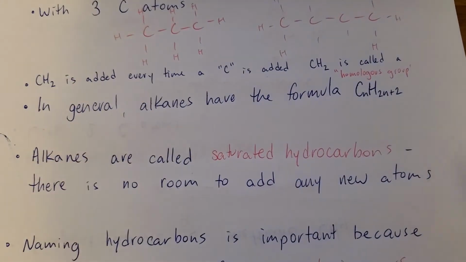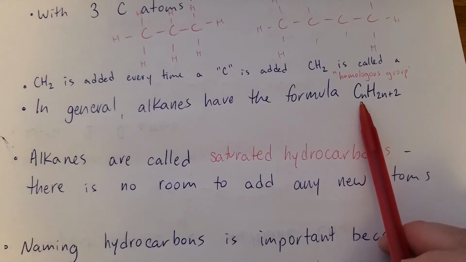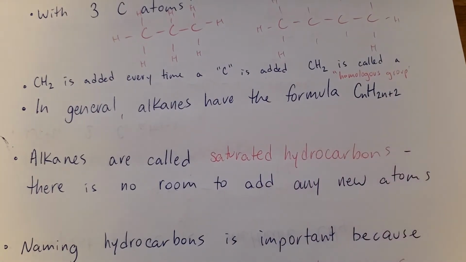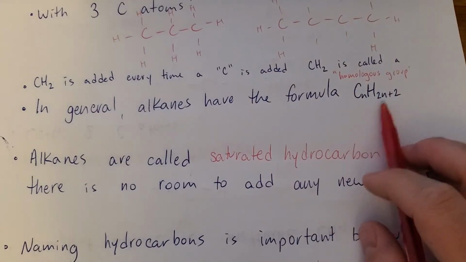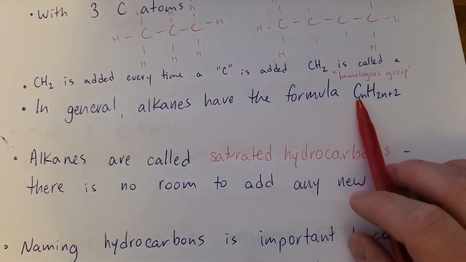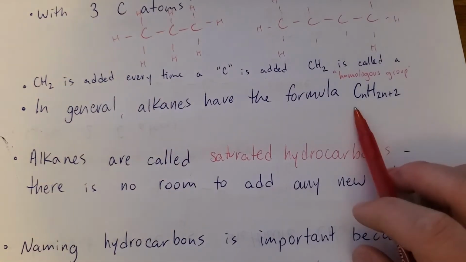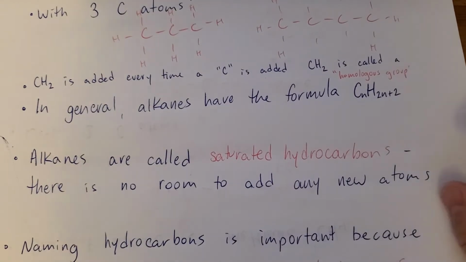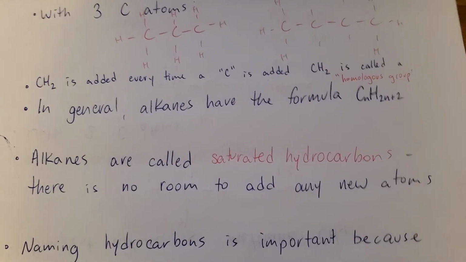Okay, this is the general formula for alkanes. If you have n numbers of C's, you have 2n plus 2 number of hydrogens. Okay, so for example, if you have 1 C, you got 4 H's. 2 C's, you have 6 H's. Okay, 3 C's, so on. You add 2 H's every time. Start at 4 and then add 2 each time. All right.